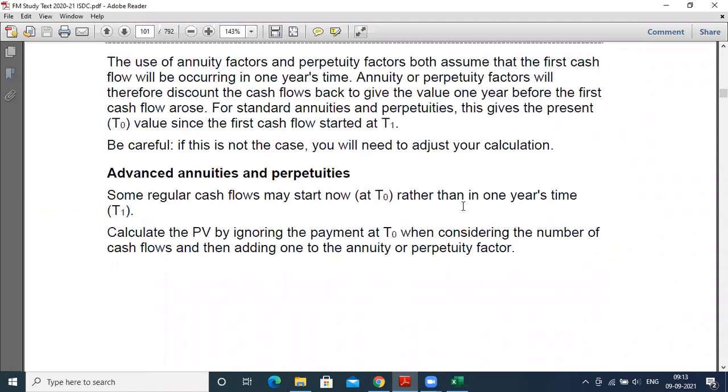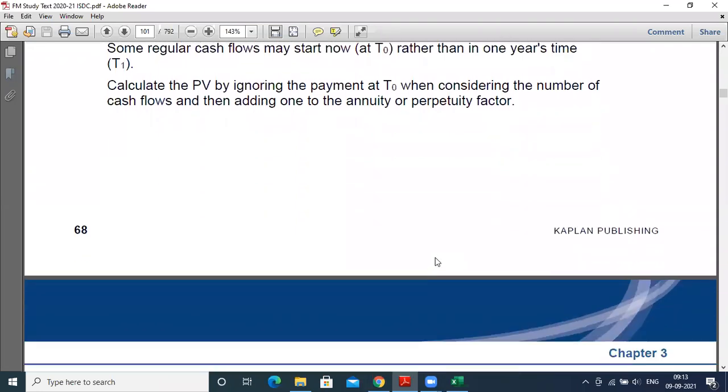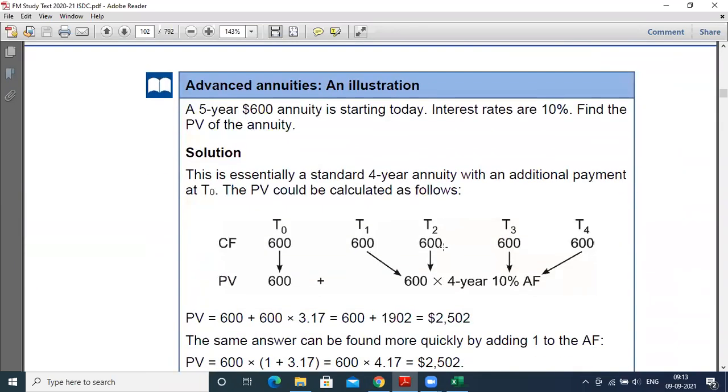But in the case of advanced annuities and perpetuities, some regular cash flow may start immediately. This is very, very important. It means that when you invest in a project, we can expect that the cash flow from the project might start immediately. So instead of considering the cash flow from T1, here we need to start it from T0. Now, in that particular case, whenever advanced annuities and perpetuities are there, we need to ignore the present value for the first cash flow. Calculate the present value by ignoring the payment at T0 when considering the number of cash flows and then add it to the annuity or the perpetuity factor. So for your better understanding, here there is an illustration.